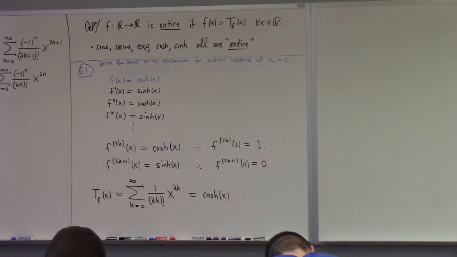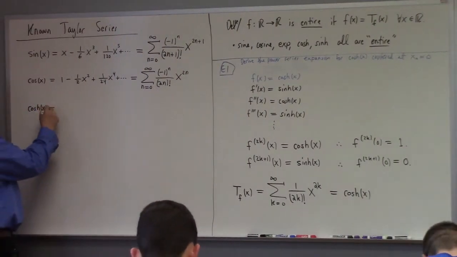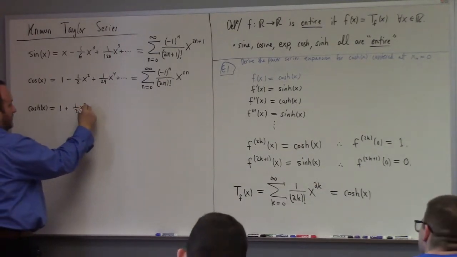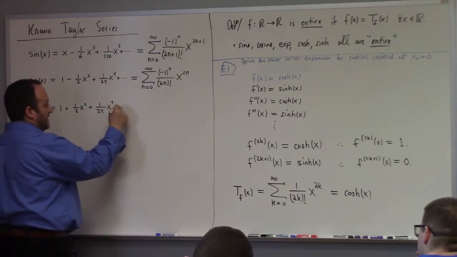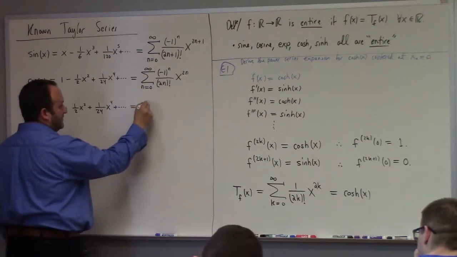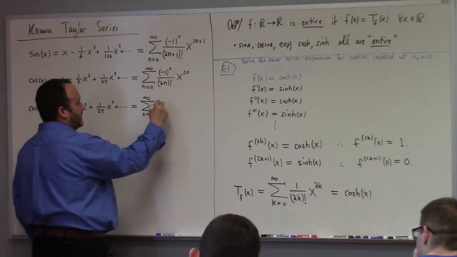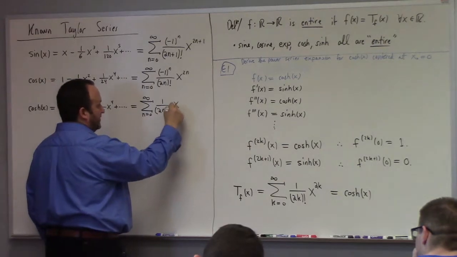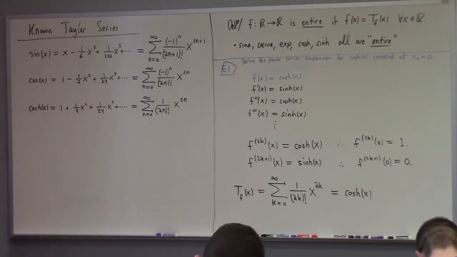So, we got another one. Woohoo! Cosh of x is 1 plus 1/2 x squared plus 1 over 24 x to the 4th plus ..., which is equal to the sum, n equals 0 to infinity, of 1 over (2n) factorial x to the power 2n. So there you go. This is the known Maclaurin series for hyperbolic cosine.